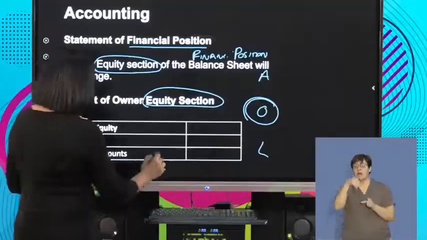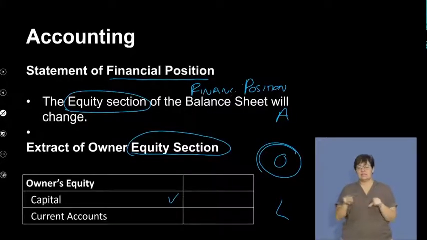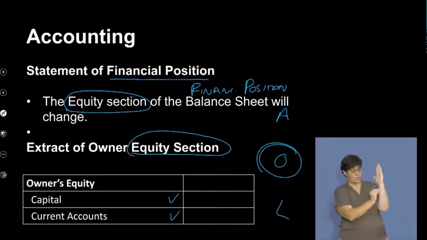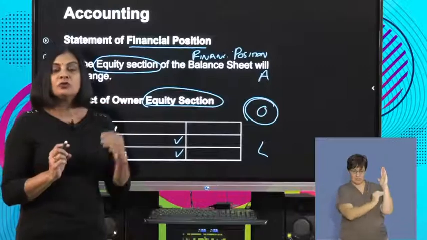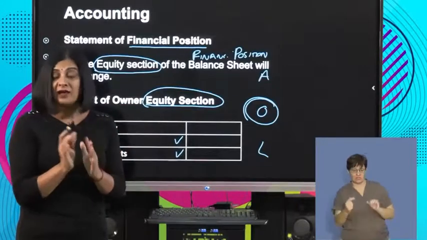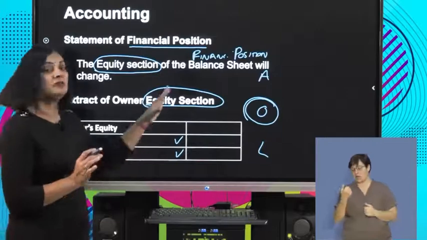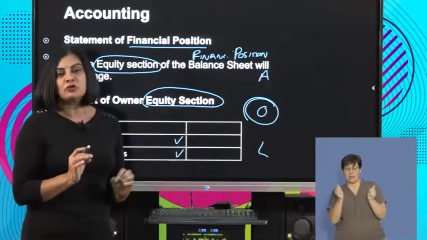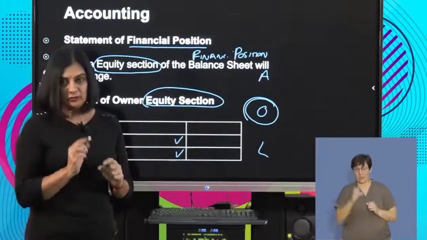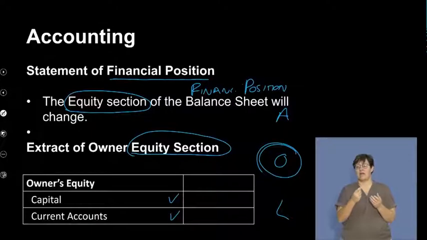You're going to include capital as well as current accounts, and you're going to find that there will be a note prepared for capital and a note for each partner's current account that will then be reflected in the statement of financial position. Okay, right, let's move on.